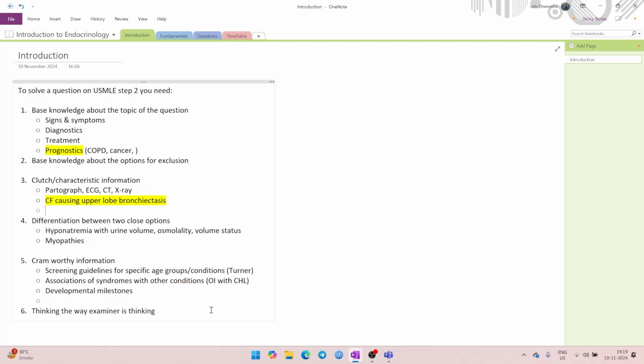So that is how you proceed in questions where you have no idea what to do, when you cannot do anything at all. You are stuck at two options. You have done all of these things. You have remembered every single disease, sign, symptom, treatment, prognostics. You know the ECG, X-rays. You know the information as well. You can differentiate between those conditions. You remember screening guidelines as well. But it is not helping you. You are stuck at two different options. What do you do in this scenario?